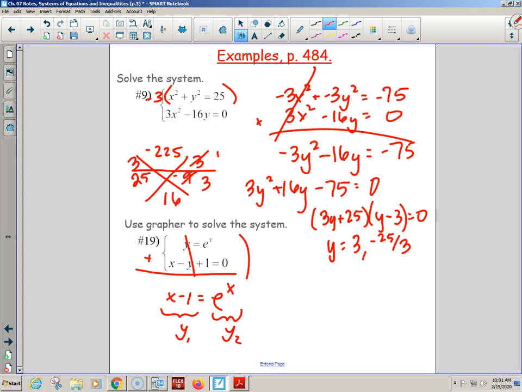Now, first of all, not good solutions, because solutions are intersection points, and intersection points have x's and y's. So right now I'm like, bummer. All right, I got the y, but I need the x's. If both of these y's have x's, that could be kind of tedious.